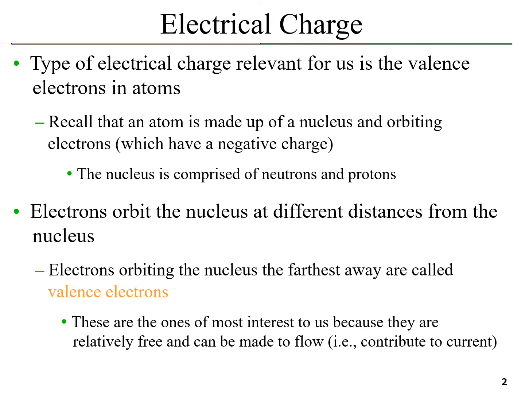Electrons orbit the nucleus at different distances from the nucleus. The electrons orbiting the farthest away are called valence electrons. These are the ones of most interest to us because they are relatively free and we can make them flow. That contributes to current.